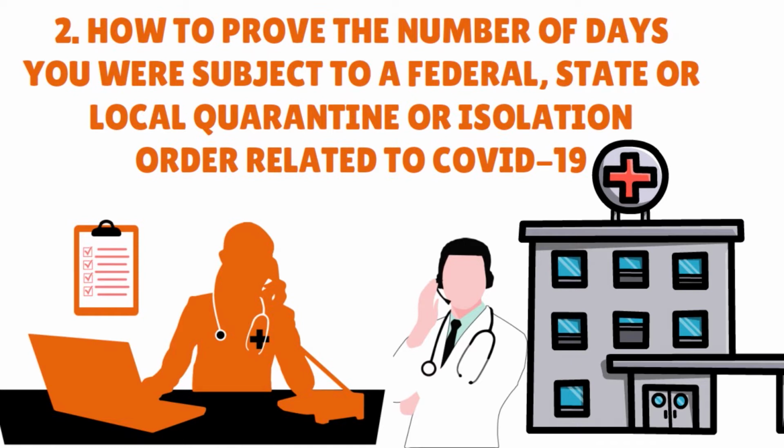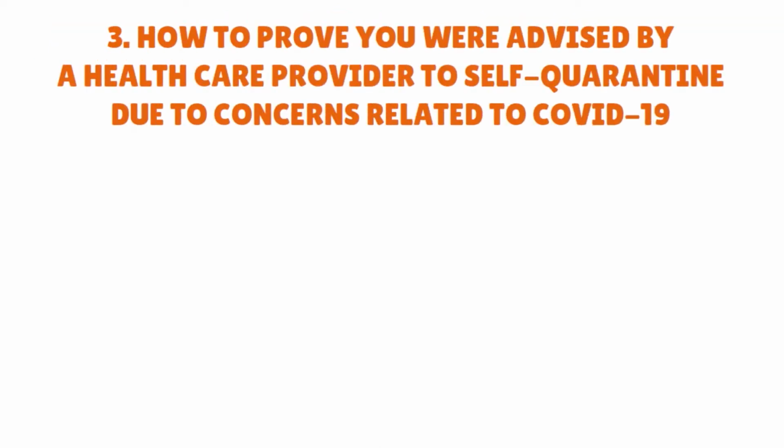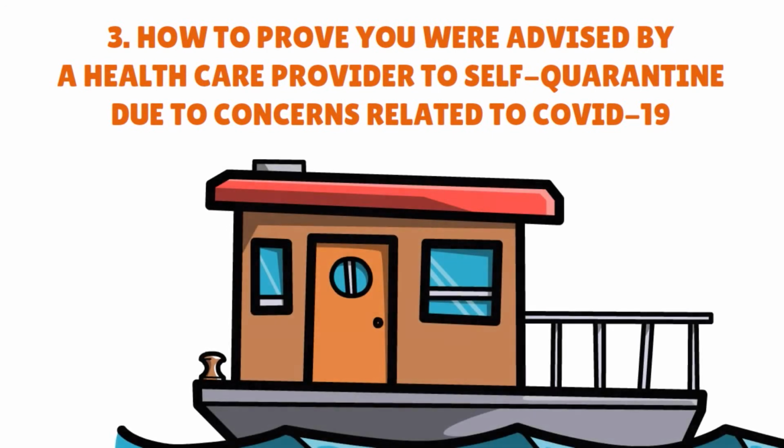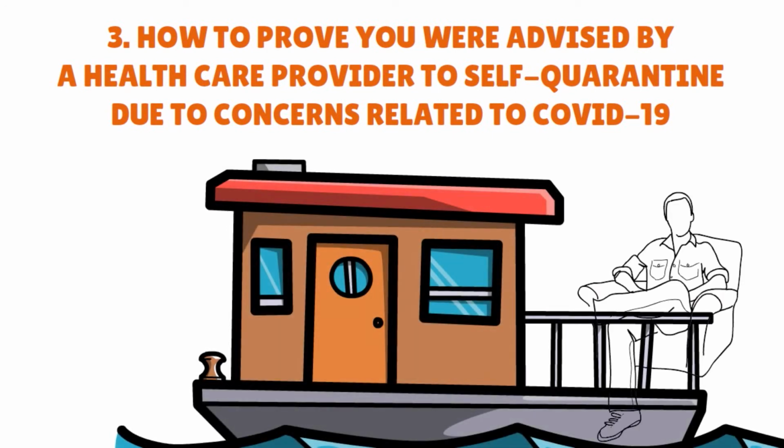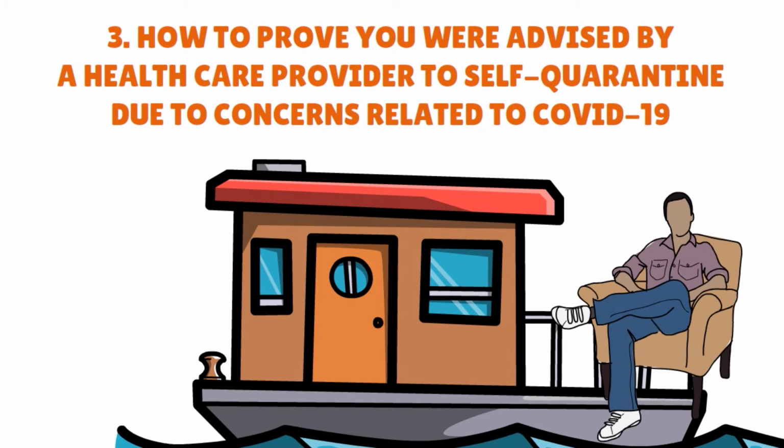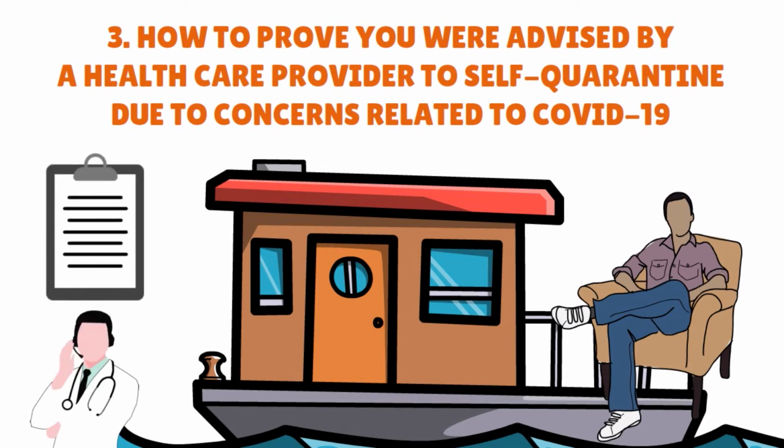All right. And number 3, how do you prove that you were advised by a healthcare provider to self-quarantine due to concerns related to COVID-19? There are 2 things you need to show. First, a valid healthcare provider's notice, for example, a doctor's note for the specified period, here April 1st, 2020 through December 31st, 2020. And second, you need to demonstrate the validity of the healthcare provider's credentials. In other words, the IRS wants to make sure the doctor you are quoting on your tax return is legit.